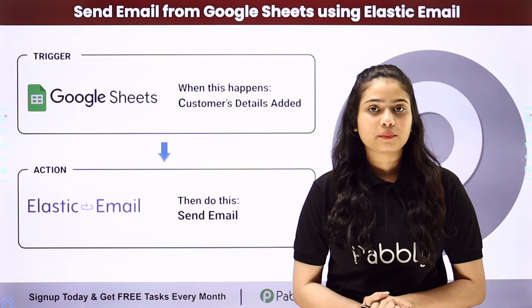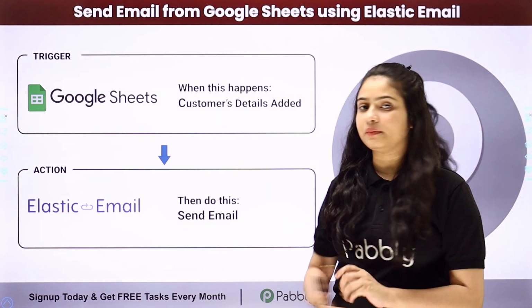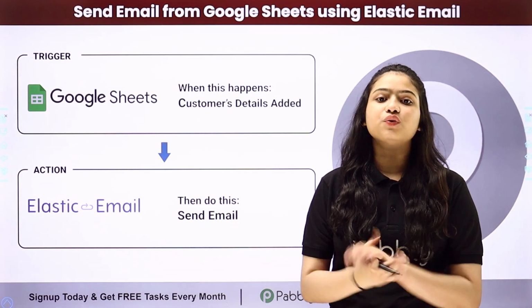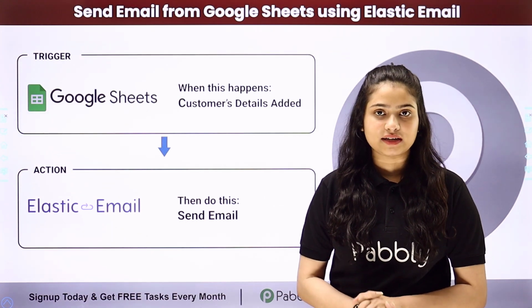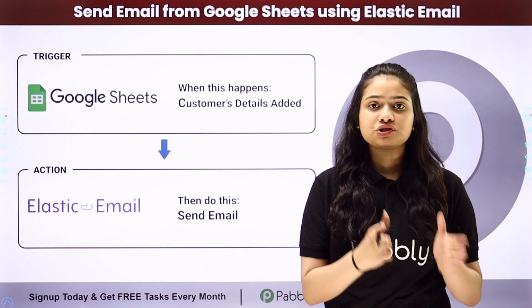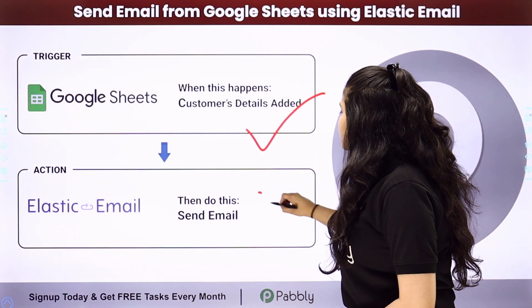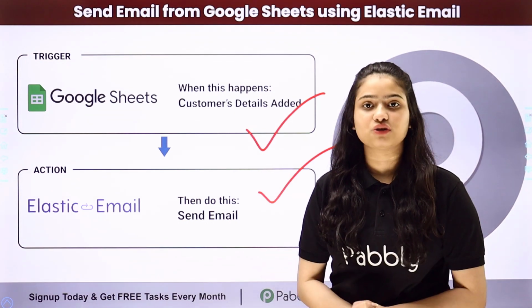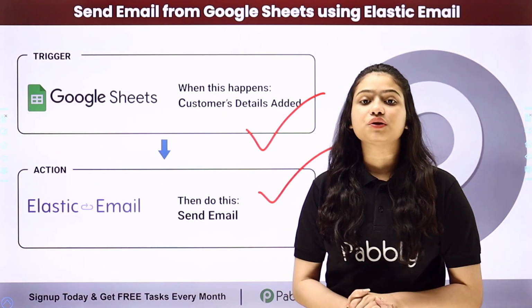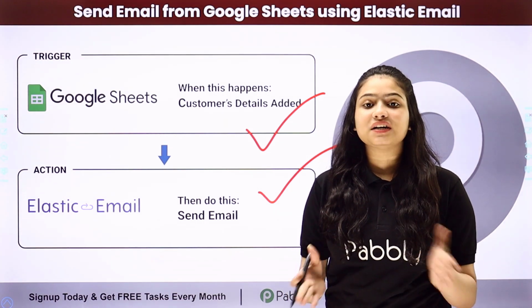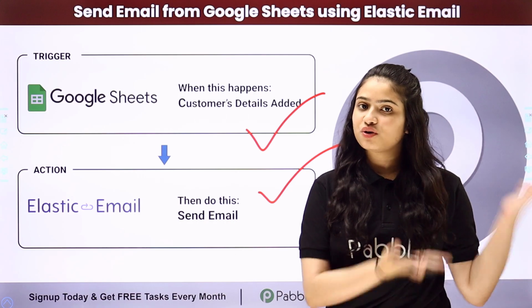For this, we will have to set up a connection between Google Sheets and Elastic Email, and that we are going to do without any coding or programming skills with the help of Pabbly Connect. Pabbly Connect works on two principles, trigger and action. In trigger, we are going to take Google Sheets, and in action we are going to take Elastic Email, which is an amazing email marketing software, and we are going to connect both of them in order to automate this entire process. And to learn the entire automation step by step, let me take you all to my screen.